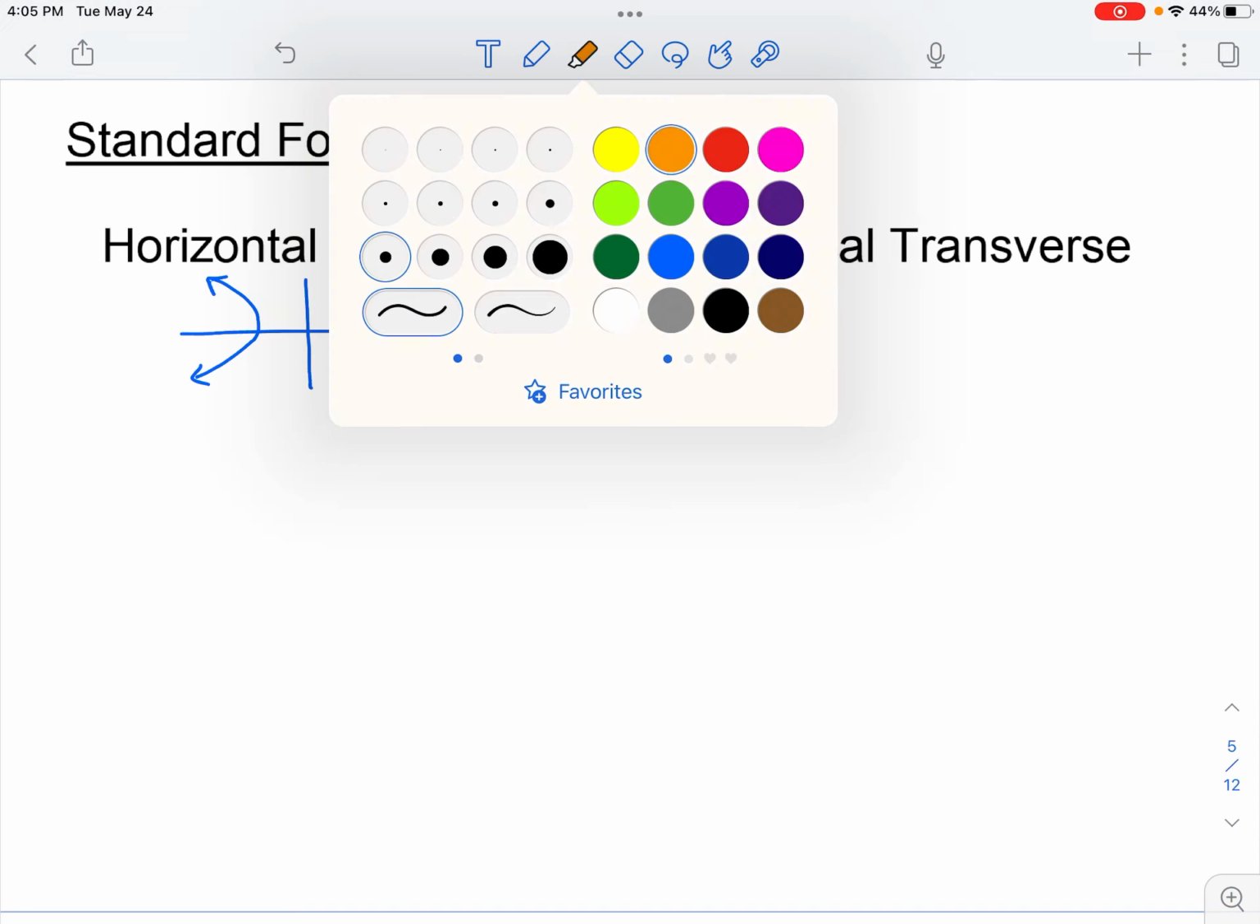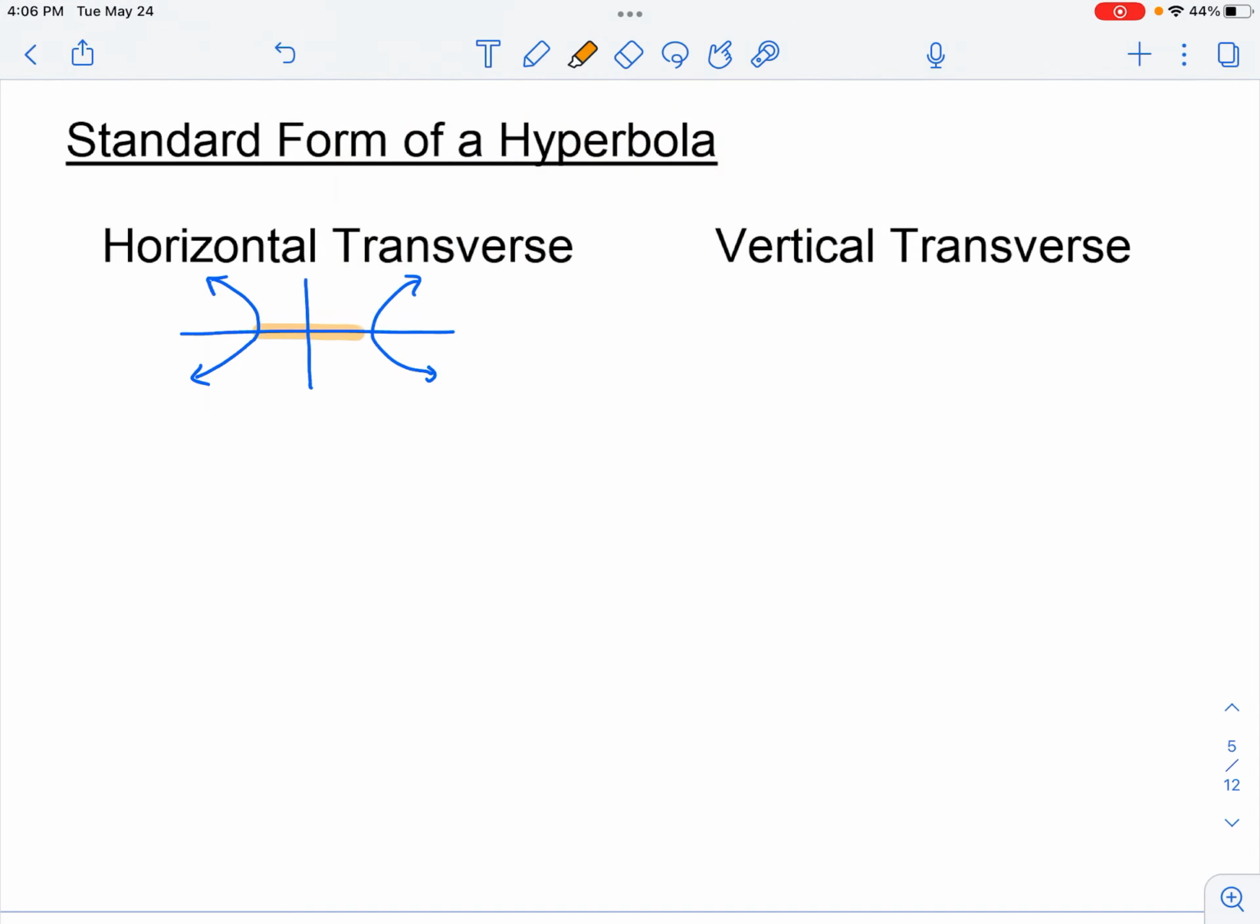So the axis itself is right here. That's the horizontal transverse axis. Now, what will that equation look like? The equation will be x squared over a squared minus y squared over b squared is equal to 1. Okay.